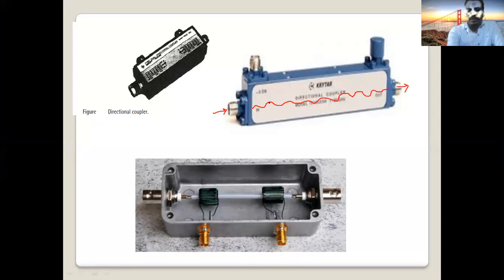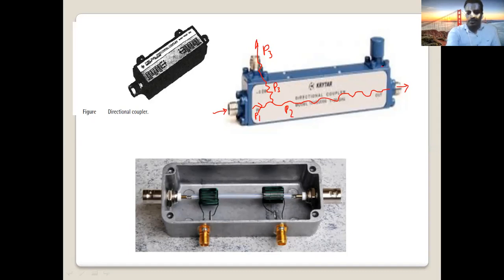Because there is another line very near, the signal is divided into two. One small part will go to port number 3. This is P3, the coupled port. So you see the signal P1 divided into P2 and P3. What is this signal? P3. What is this signal? Direct, P2. What is the input? P1. P1 is divided into 2 by this coupler.